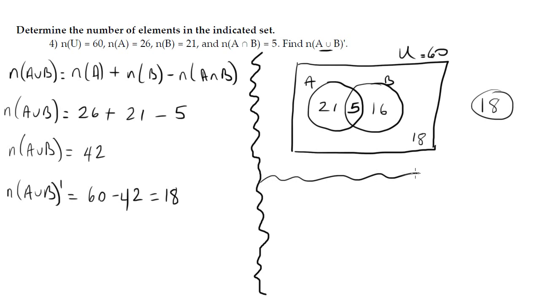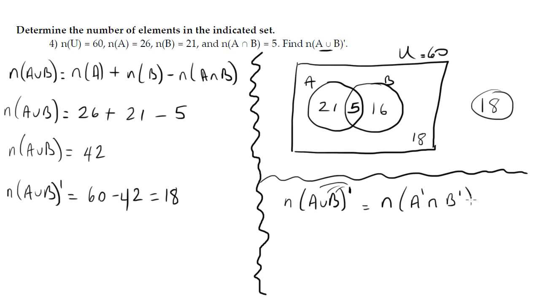Let's say you said, I don't like unions. Let's say I like intersections. So I'm going to use De Morgan's law and distribute. A complement intersect B complement, using De Morgan's, right? So how many are in the intersection of what's not in A and what's not in B? That's still out here. Everything that's not in A and at the same time not in B. That's still just outside both circles. So that's still our 18. No matter how you think about it, you should get 18. That's the answer.